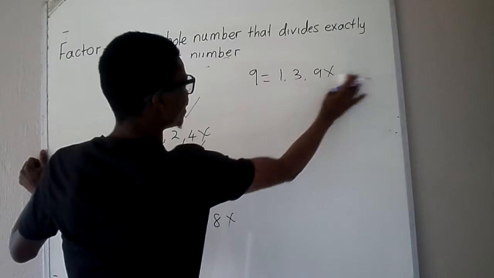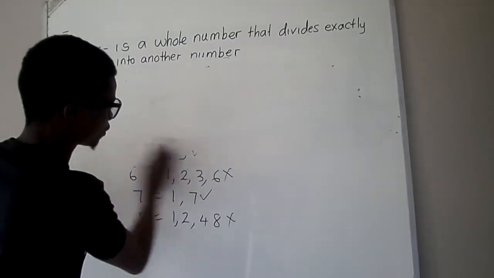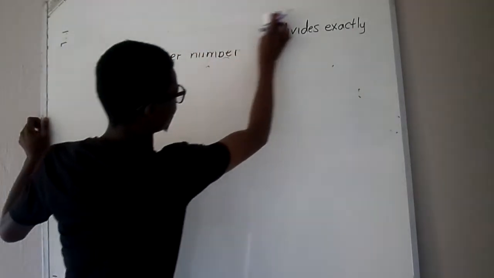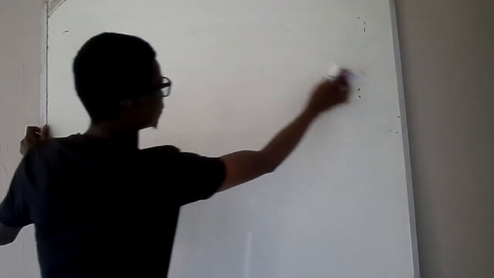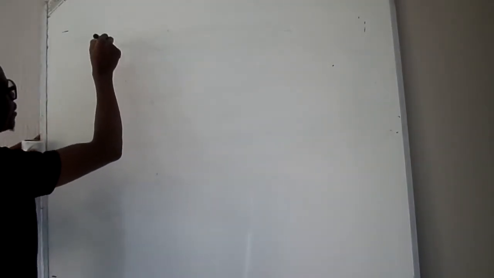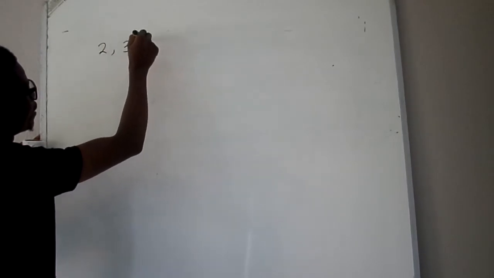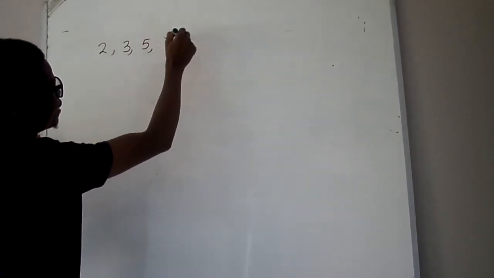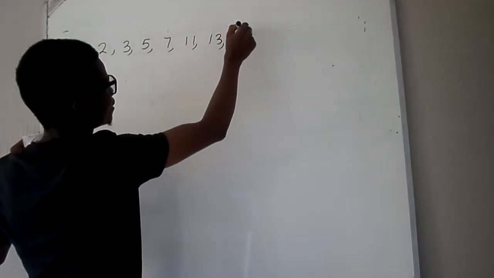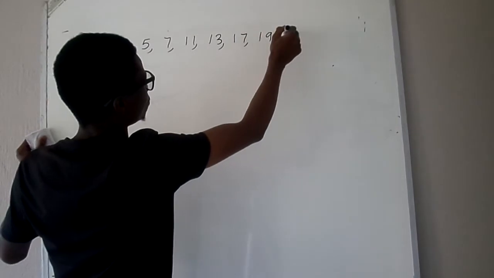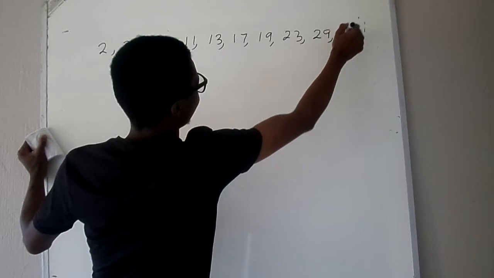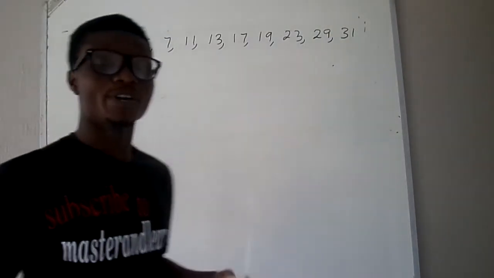So I'm going to list the few prime numbers that we should memorize. The first few prime numbers we should memorize: 2 is the smallest prime number, 3, 5, 7, 11, 13, 17, 19, 23, 29, 31. The list goes on and on and on.